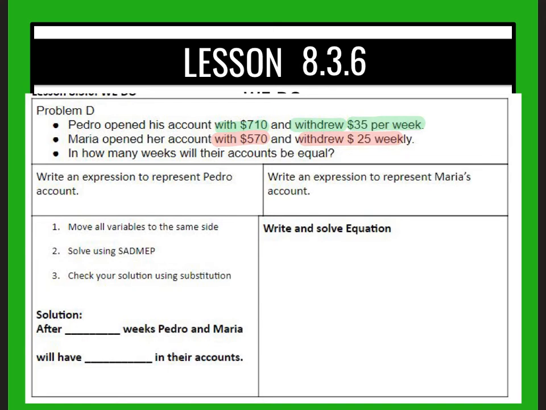So keep that. That means I am taking money out. I just want to make sure that you understand that word. I'm not making a deposit. I'm actually taking it, or I'm spending money, right? Every week for whatever reason. So let's look at Pedro. Pedro is $710, but because he withdrew $35 per week. Because we want to know after how many weeks their accounts will be equal. Maria, on the other hand, started with $570 and she also withdrew, but she was withdrawing $25 every week.